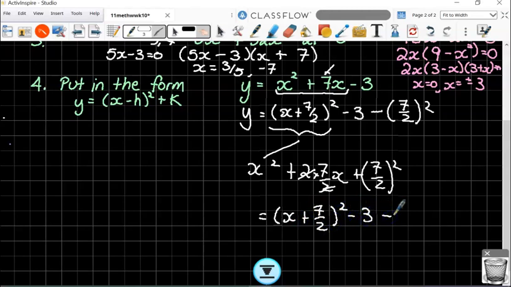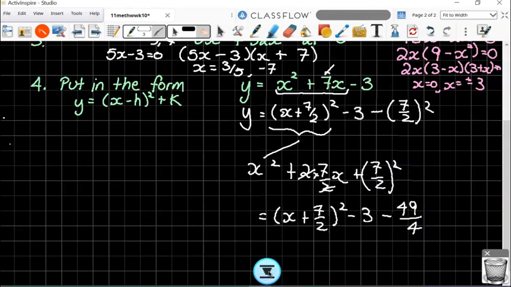Take 3. How do I square a fraction? Remember, no calculators. How do we square a fraction? Square the top, square the bottom. So I've got 49, 7 sevens are 49, 2 twos are 4.